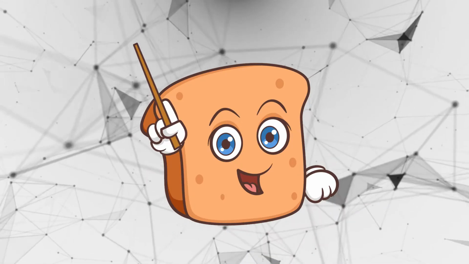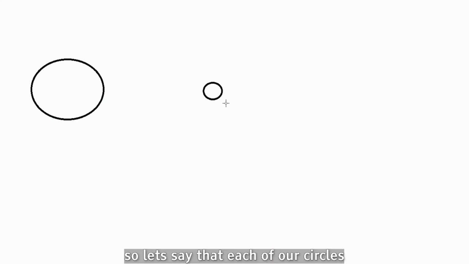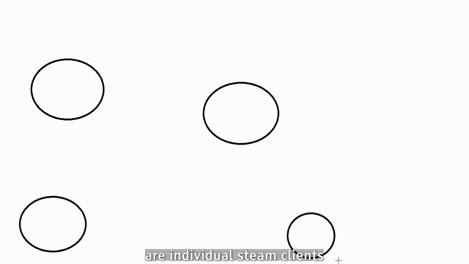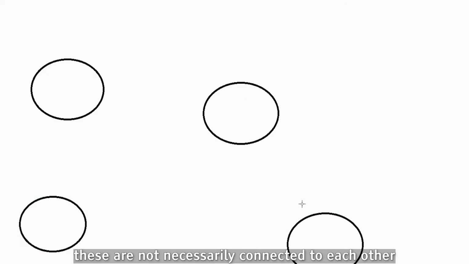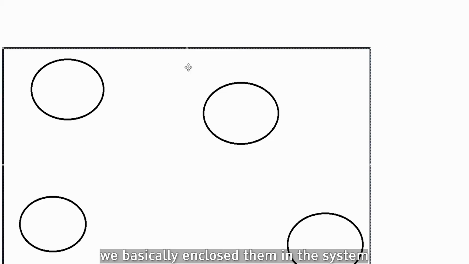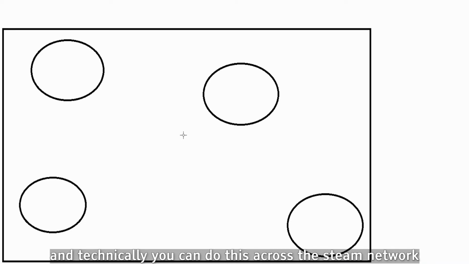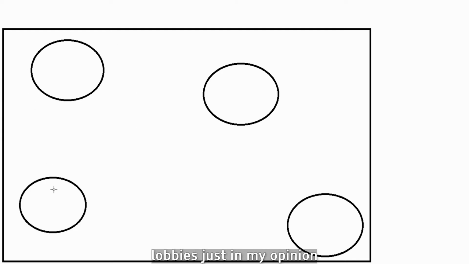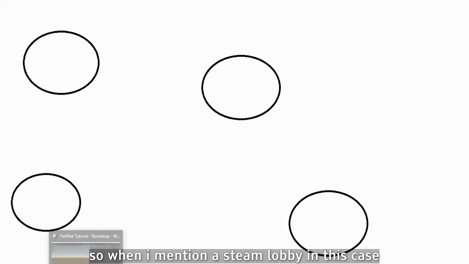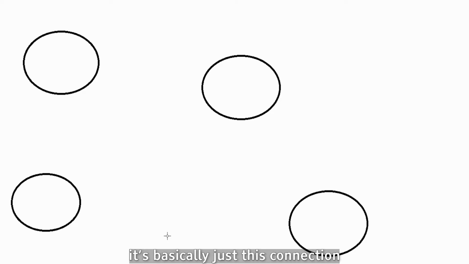So I think a concept that's very important for me to explain at this point is some of the data structure that you need to understand. So let's say that each of our circles are individual Steam clients, right? These are not necessarily connected to each other. They don't have much understanding of each other and they barely know each other exists. But as soon as we make a lobby, we basically enclose them in this system and they'll easily be able to see who else is in the lobby, and they'll be able to grab data from them and so on. Technically you can do this across the Steam network without lobbies. Lobbies just, in my opinion, make it much more easily accessible and nicer to work with. So when I mention a Steam lobby in this case, it's not a lobby how you see it in game. It's basically just this connection of Steam clients.